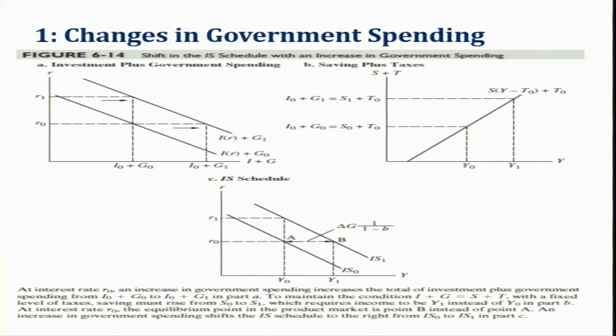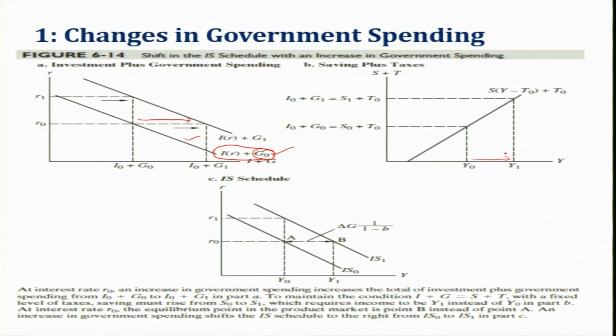I assume that in this diagram the initial level of government spending is this much, that means G naught, and the initial level of investment is also this much. So accordingly our initial IS curve is this one, the red one. When there is government expenditure, the curve will shift rightwards. As a result, saving and tax must also increase, and the corresponding level of increase in income is this much.